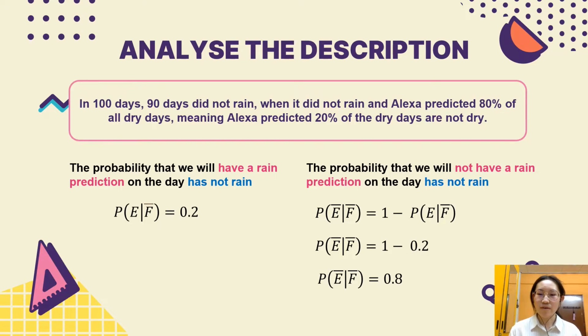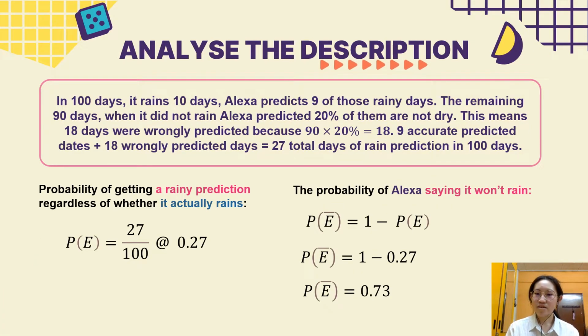The probability that we will have a rain prediction on the day it has not rained is 0.2, and by subtracting 0.2 from 1, the probability that we will not have a rain prediction on the day it has not rained is 0.8. In 100 days, it rains 10 days. Alexa predicts 9 of those rainy days.